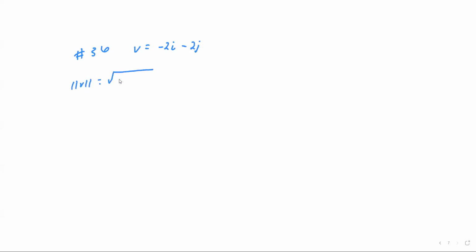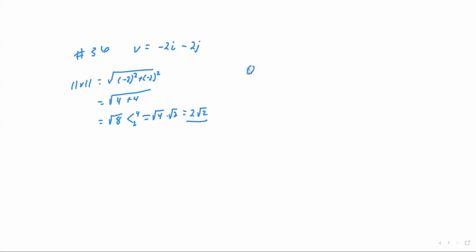But when we look at this one, the magnitude, nothing will change. It's still going to be the square root of negative 2 squared plus negative 2 squared. So this will be 4 plus 4, which is the square root of 8. 8 is the same thing as 2 times 4, so that means the square root of 4 times the square root of 2, which now becomes 2 square roots of 2. So there's your magnitude. They do expect you to be able to simplify that.